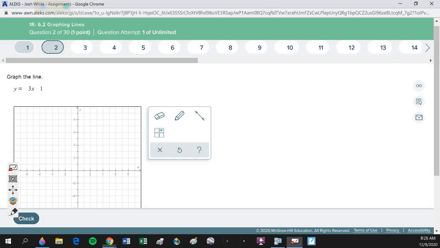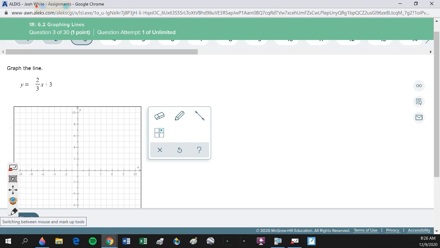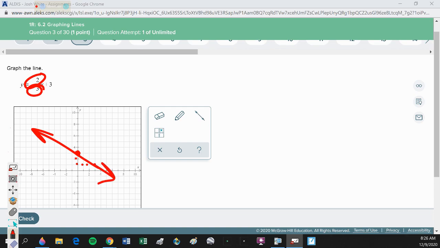Okay. Number 3. Now we have a fractional slope, but the process is the same. We start at 3, and now the rise is -2, so down 2, and the run is 3. That would be my slope.